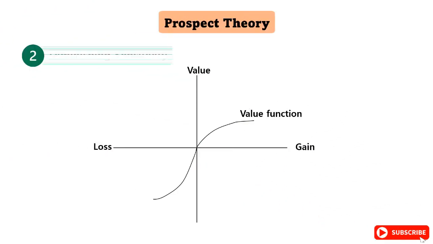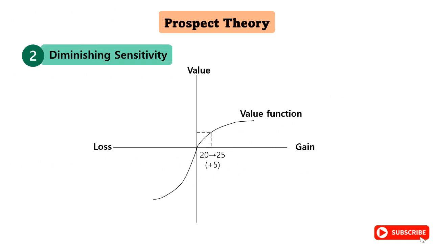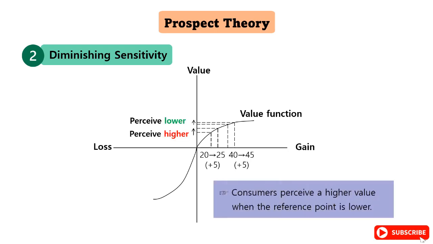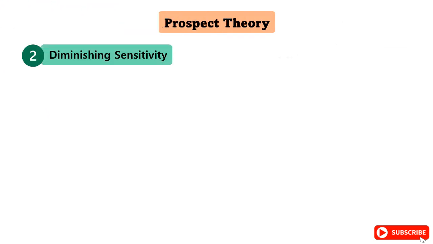Let's analyze it using a graph. Comparing the case of a $5 increase when the reference point is $20 and the case of a $5 increase when the reference point is $40, consumers perceive a higher value when the reference point is lower. Let me explain sensitivity to perceived gains using a withholding tax example.